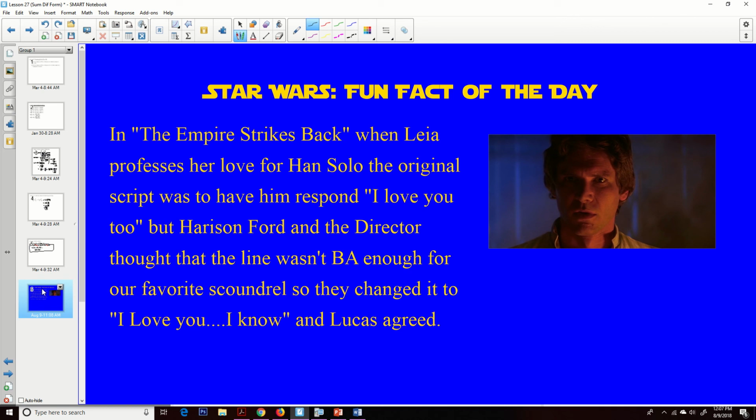Star Wars fun fact of the day: in The Empire Strikes Back, when Leia professes her love for Han Solo in the carbonite chamber, in the original script, George Lucas had him, meaning Harrison Ford's character Han Solo, respond, "I love you too." But Harrison Ford and the director, who wasn't George Lucas, didn't think that line was bad enough for our favorite scoundrel. So they changed it to "I love you," and him responding, "I know," which is, quite frankly, in this humble mathematician's opinion, the coolest line in all of movie history.